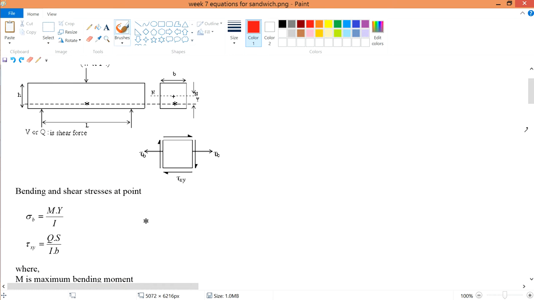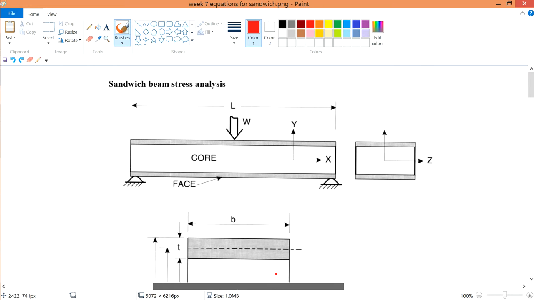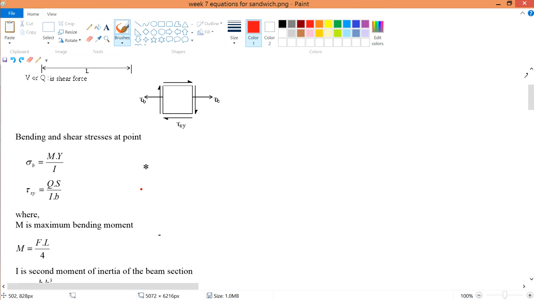In the previous video, we went through bending and shear stresses for your solid beam. In this video, we'll talk about extending the solid beam as a sandwich beam, where you have two faces, this face and this face, together with its core. So the stress equations will be something different from what we have seen over here.